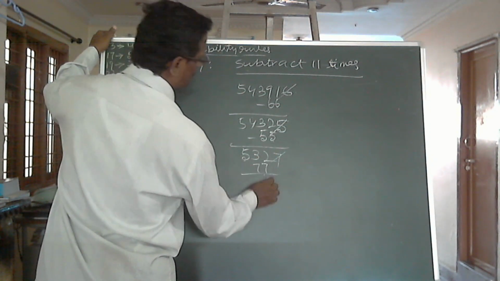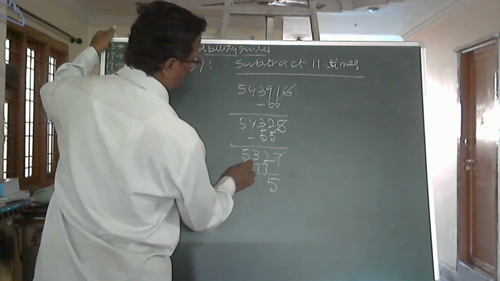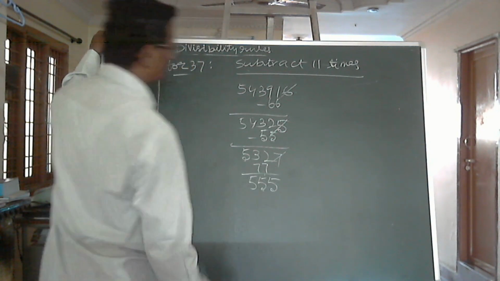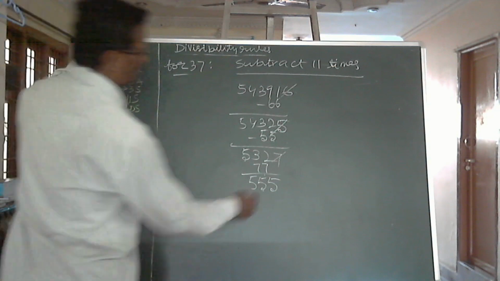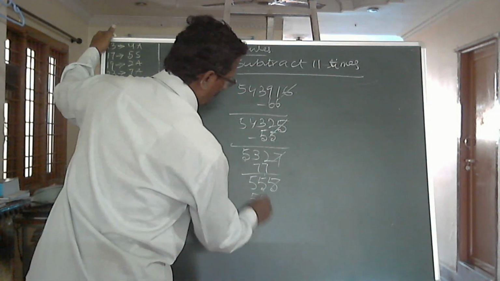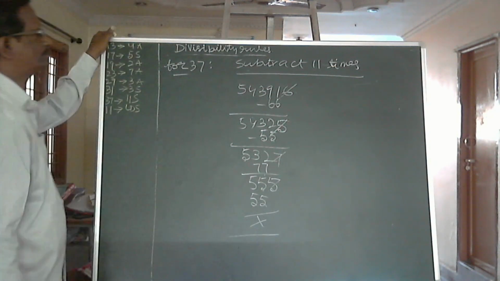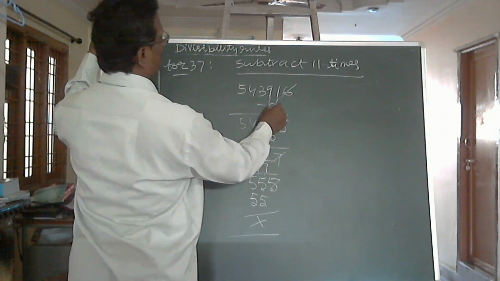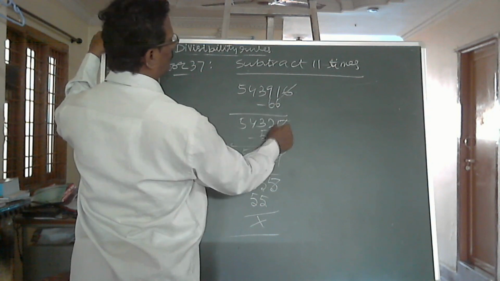12 minus 7 is equal to 5. Again, 12 minus 7 is equal to 5. This is 5, 5. Again, 11 times 5 is 55, and 55 minus 55 is equal to 0. Let us check. 11 times 6 is 66. 11 minus 6 is equal to 5.